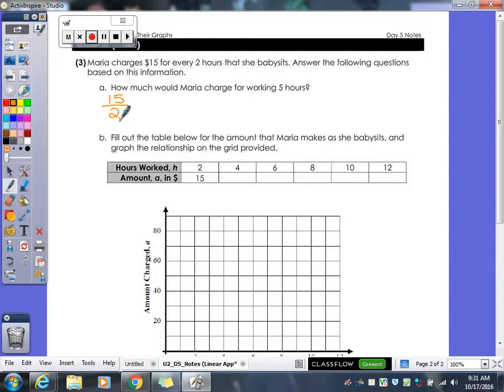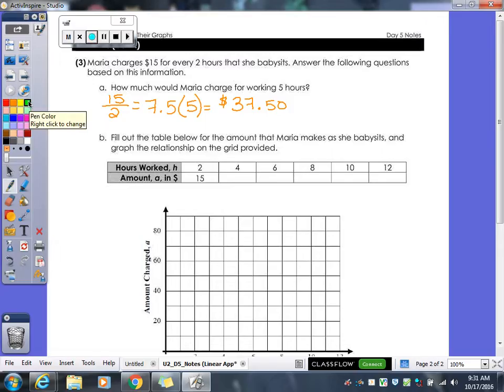Okay, that's one way. So if we divide, what's 15 divided by 2? And now multiply that times 5. How much would she get? $37.50.